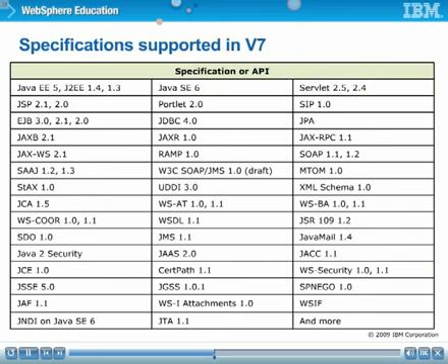This table lists some of the specifications and APIs supported in WebSphere Application Server version 7. For a more exhaustive list of supported specifications and APIs, refer to the WebSphere Information Center or the WebSphere Product Support site.